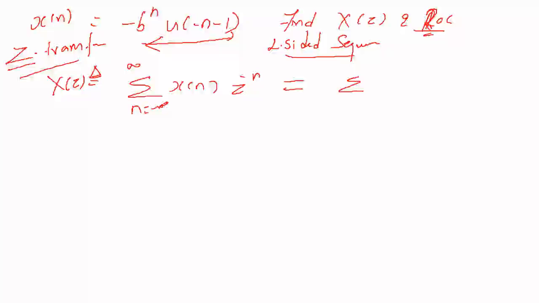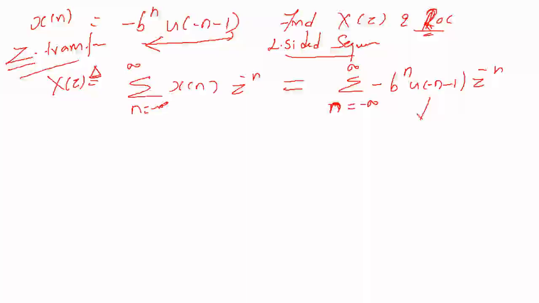If I write it directly there will be a problem. I will write that one extra step, otherwise if I write it directly you may not understand actually. So let me write it with one more step. So what is x of n? X of n is like minus b power n u of minus n minus 1 z power minus n.